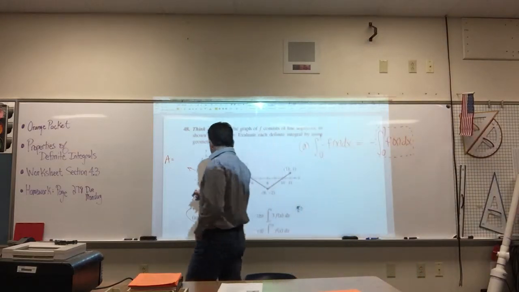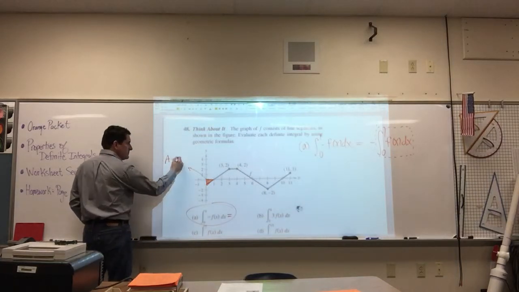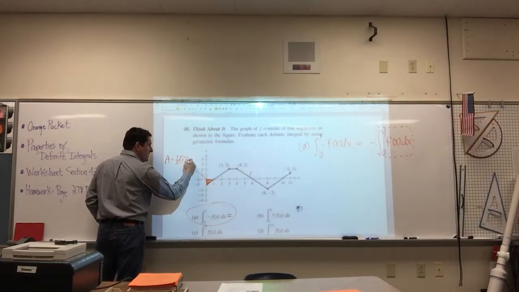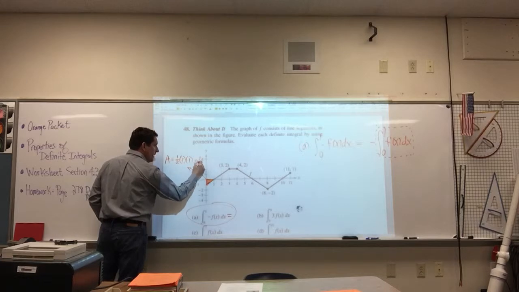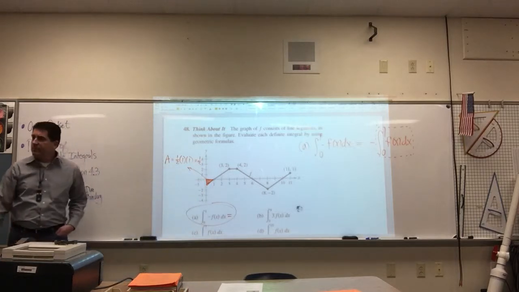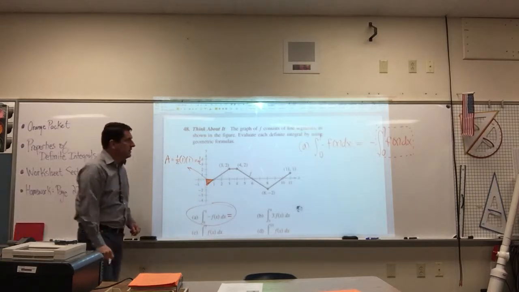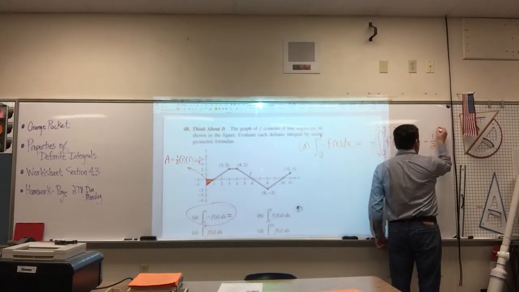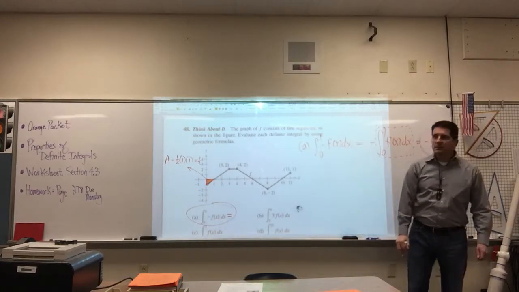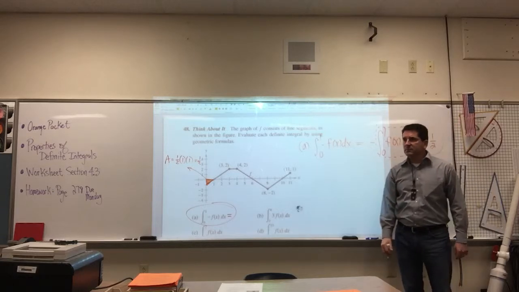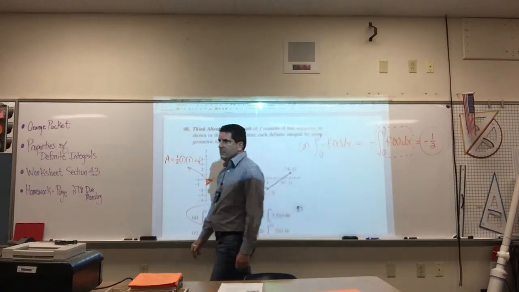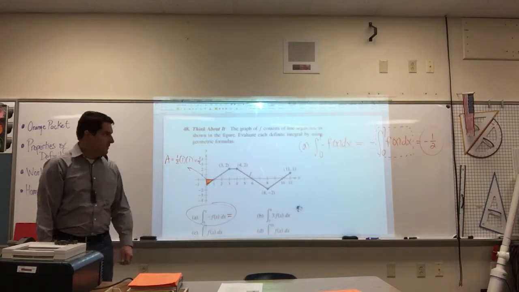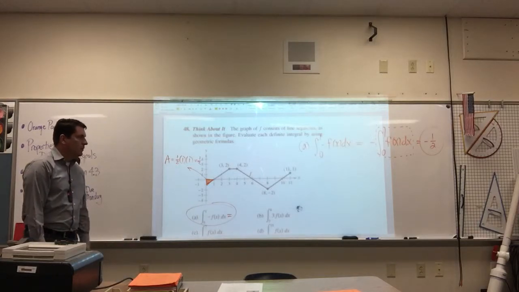What's the area of this triangle? Did you figure it out yet? 1/2 times 1 times 1, right? So the area of that little triangle is a half. You're going to use the numbers in here. So the answer here is negative 1/2. And that's the answer to the first one. Make sense? Okay, do all the rest.